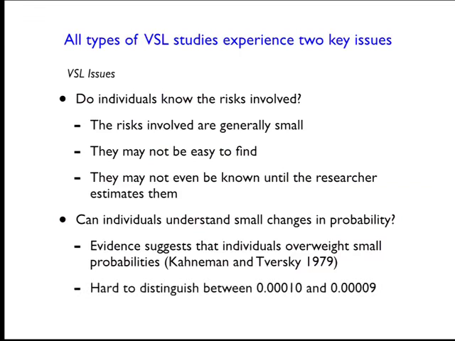On the other hand, if I tell you I'm going to decrease the chance of you dying in, say, a car from 0.0001 to 0.00009, which I think is like a 1 in 100,000 reduction, it's very hard to distinguish between those two numbers because they're so small. So people might ignore them.